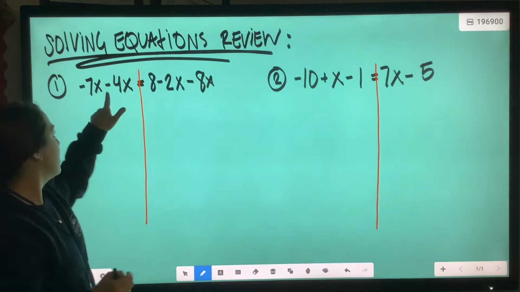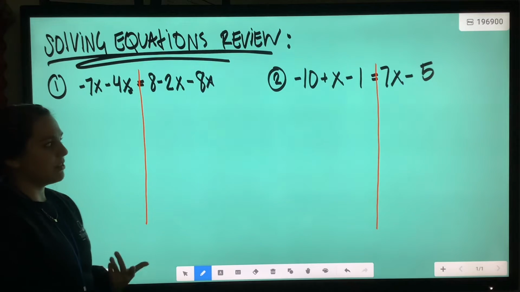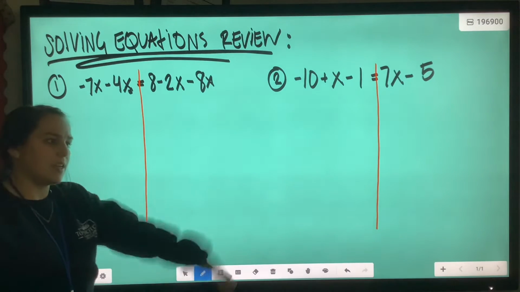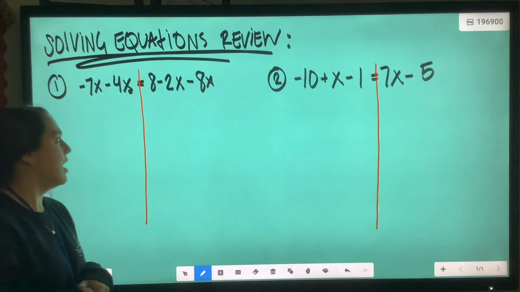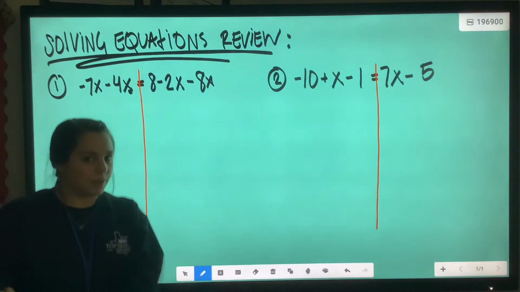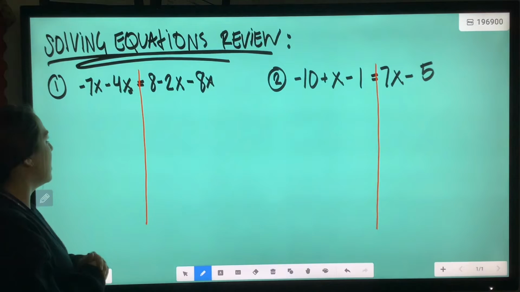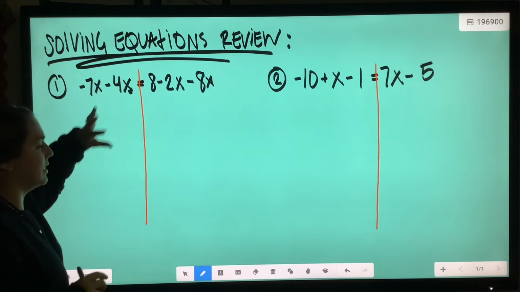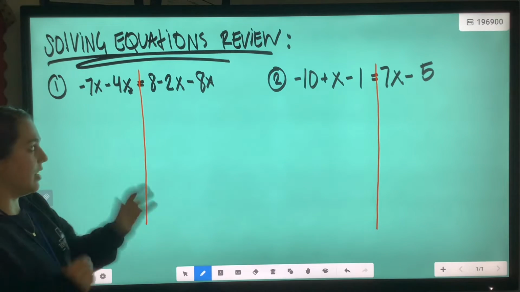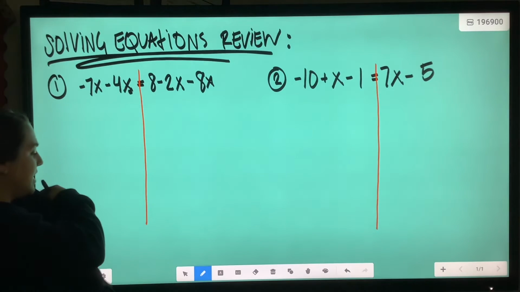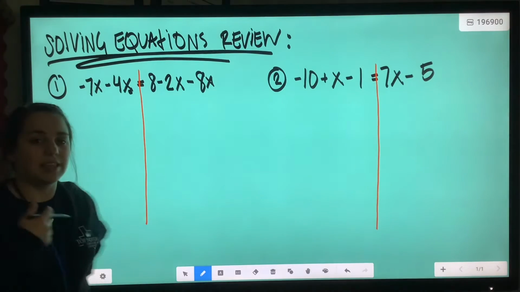Remember that X, the letters, it doesn't always have to be X. It could be K, it could be P, it could be T, whatever it wants to be. But it's basically a hidden number. We just have to figure out the mystery number. And this is how. We kind of work backwards in this process and try to figure out what the number could have been. So the first thing that we have to do is find the like terms.